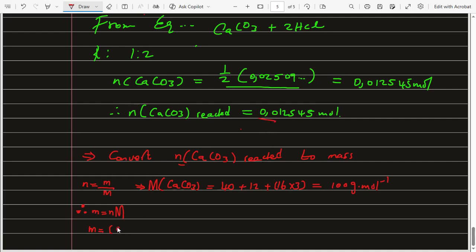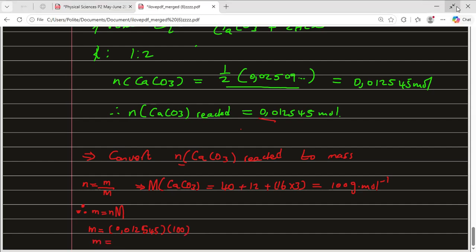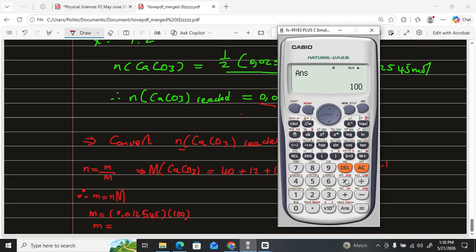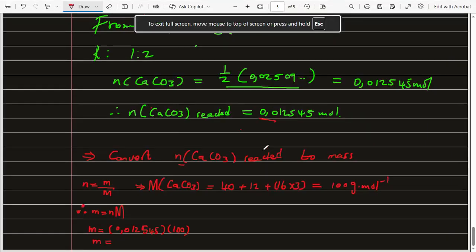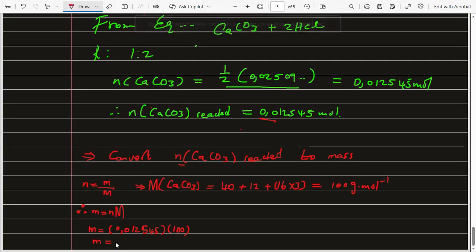the one that reacted. It's 0.012545 multiplied by 100. This will give us the mass. And what is the mass equal to? So I think I just have to punch the 100, multiply the 100 by the 0.012545 and see what we get. We get the number of moles and the mass as 1.2545. Okay, this is where we're going to do the most interesting part. The mass is going to be 1.2545 grams.